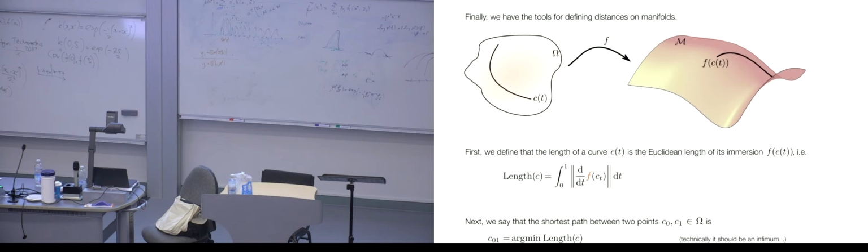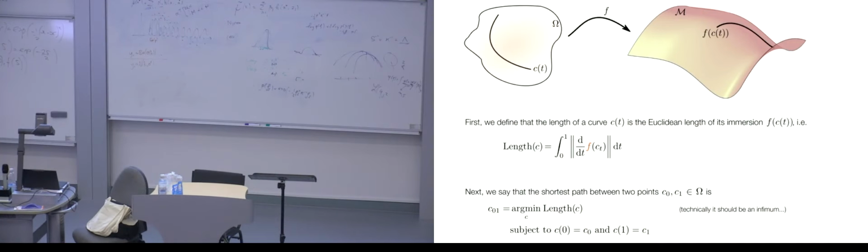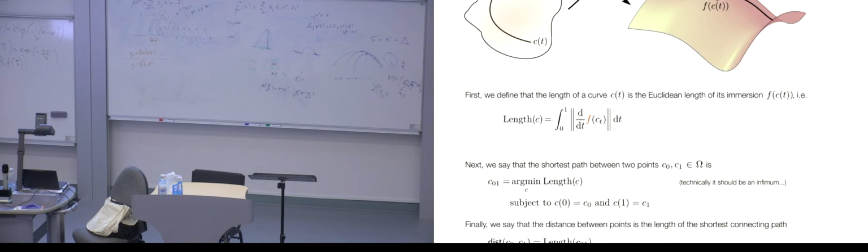Okay? Easy peasy. And next, in order to define a distance measure, we'll introduce a notion of shortest path. If you have two points in latent space, the shortest path is simply the connecting path that has the smallest length. It's a trivial definition. I'm not telling you how to compute it. And once you have that, the actual distance between two points is the length of the shortest path. So now you see everything boils down to measuring curve lengths on this manifold that's spanned by the decoder in observation space.